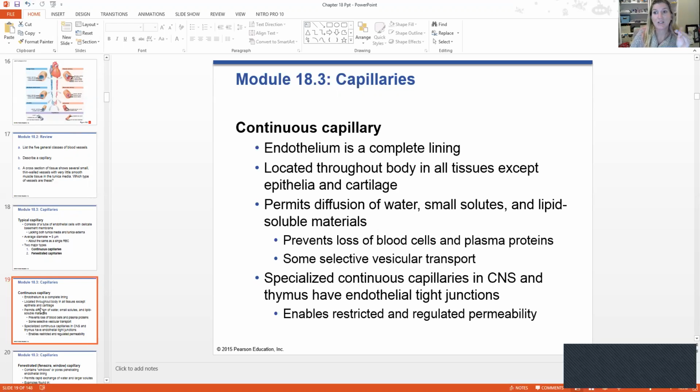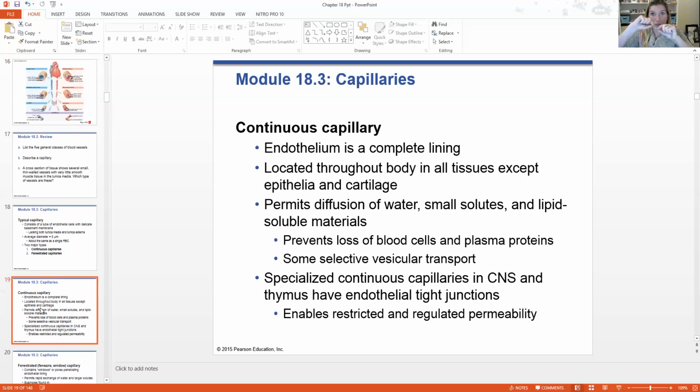So again, in order to get from one side of the capillary to the other, the stuff, right, the oxygen or water or whatever, it literally has to pass through the cell. So it's in the blood, it has to go into the cell membrane of our endothelial cell and then out the other side to get to the interstitial fluid, right? We're not talking about squeezing through the gaps between the cells in a continuous capillary. In a continuous capillary, in order for stuff to get from the inside of our blood to the interstitial fluid or from the interstitial fluid to the blood, it has to go through that endothelial cell. Seems like a lot of work, right?